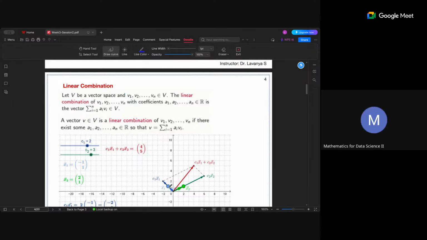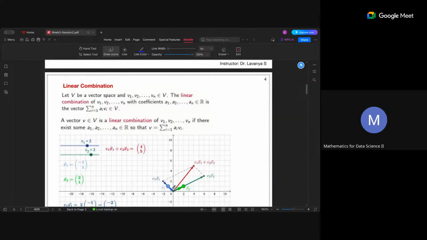This blue dot is your x1. It is minus 1 comma 1, right? Same way, this green dot is your x2. What is your x2? 2 comma 1, right? So x1 is minus 1 comma 1 and x2 is 2 comma 1.